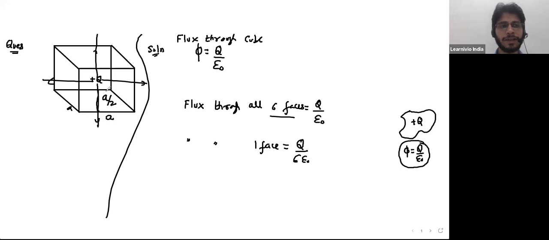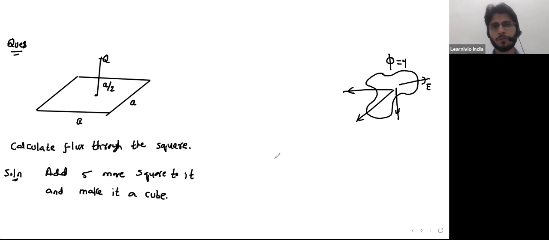So what I did is I took a cube, which is a closed surface, and put a charge at the center. The flux through the cube is q by epsilon naught. Now this cube has 6 faces, so the flux passing through all 6 faces is q by epsilon naught. Then the flux through one face is q by 6 epsilon naught. But you have to go through the recording of the last unit.